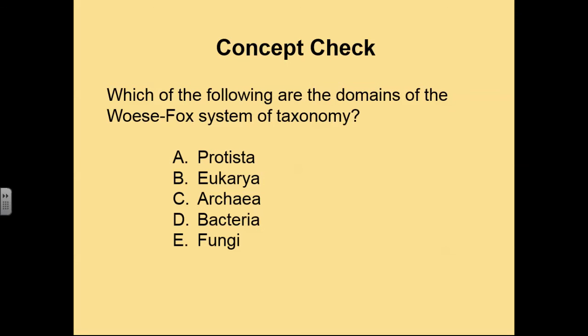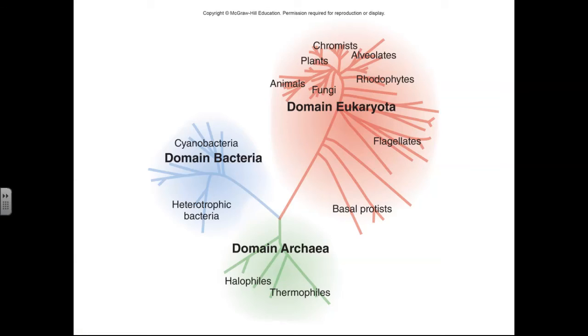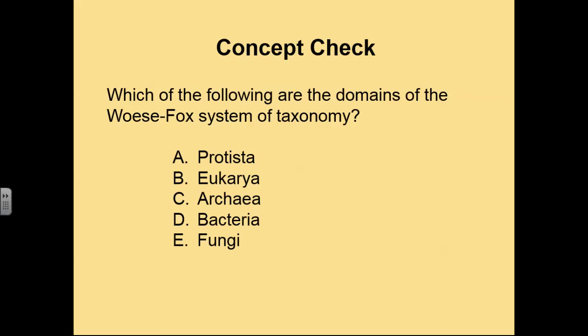So, concept check, guys. Which of the following domains are in the Woese-Fox system of taxonomy? This is check all that apply. Is Protista? No. Is Eukarya? Yes. Is Archaea? Yes. Is Bacteria? Yes. Is Fungi? No. So you should check B, C, and D. Those are the domains in the currently used system of taxonomy. Protista and fungi are no longer considered domains.